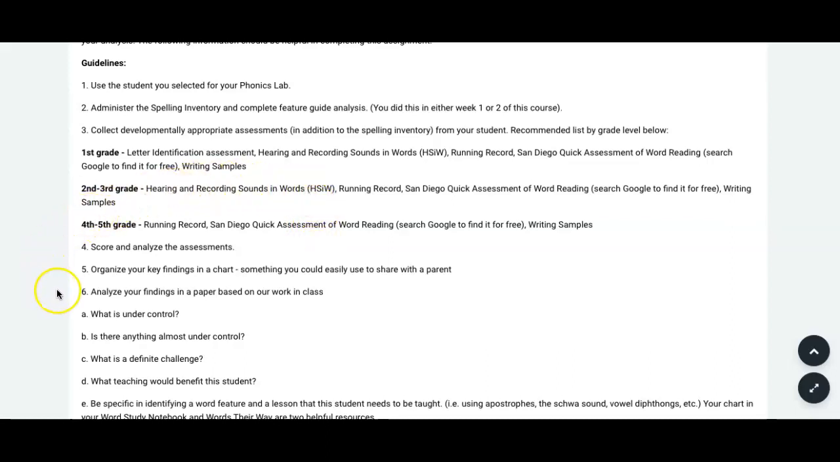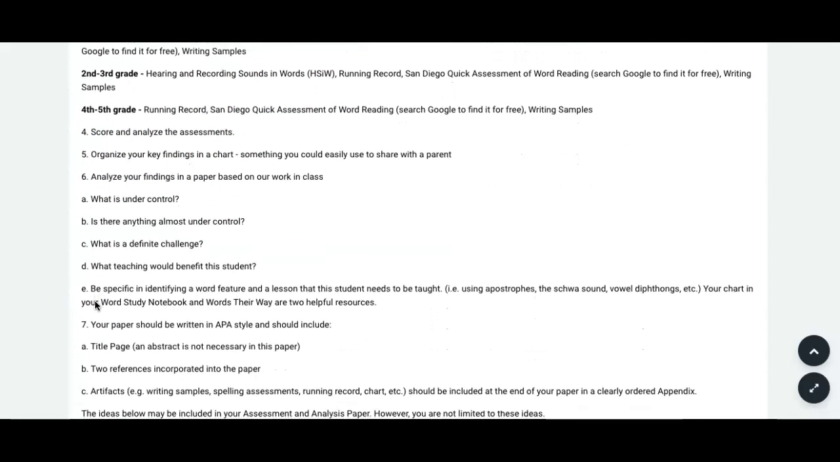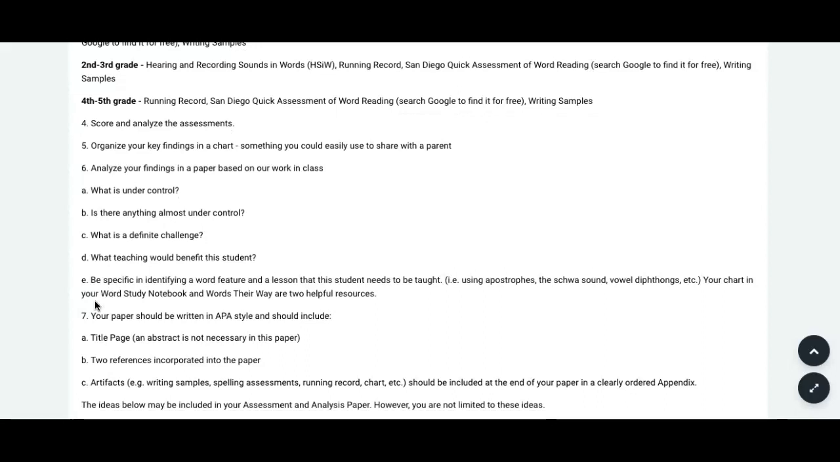So you're going to analyze your findings in a paper, and you're going to use our classwork to support it. For example, what does that child have under control? Is there anything almost under control? What is a definite challenge? What teaching would benefit the student? You have already identified a word feature lesson plan that the student would benefit from. You did that in week 7.